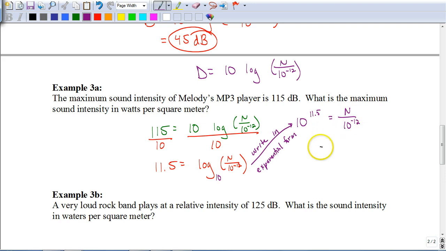So to solve this, I'm going to multiply both sides by 10 to the negative 12th power. So n is going to equal 10 to the 11.5 power times 10 to the negative 12th power. Remember, when you multiply and the bases are the same, we add the exponents. So 11.5 plus a negative 12 would be a negative 0.5. And when you do that on your calculators, you get an answer of approximately 0.316. This would be in watts per square meter.